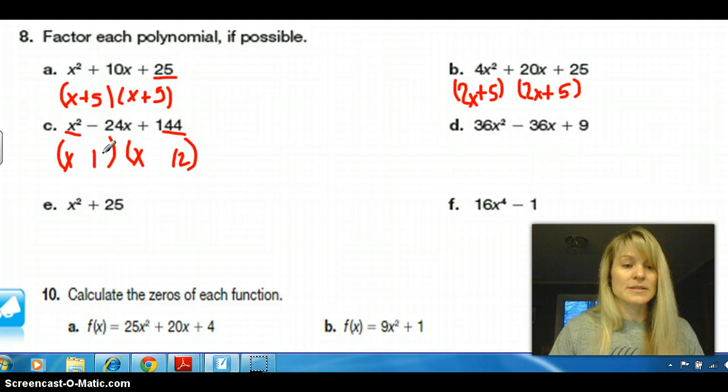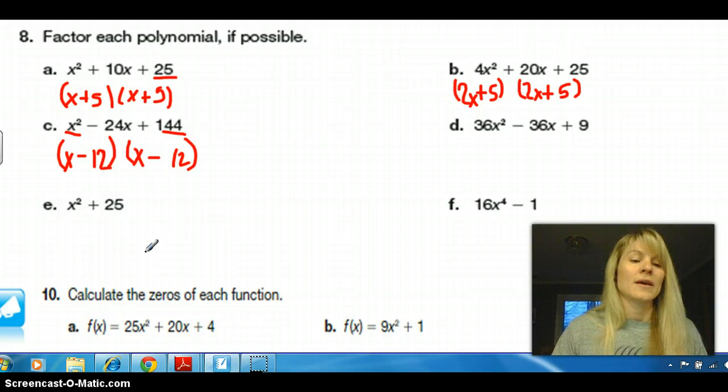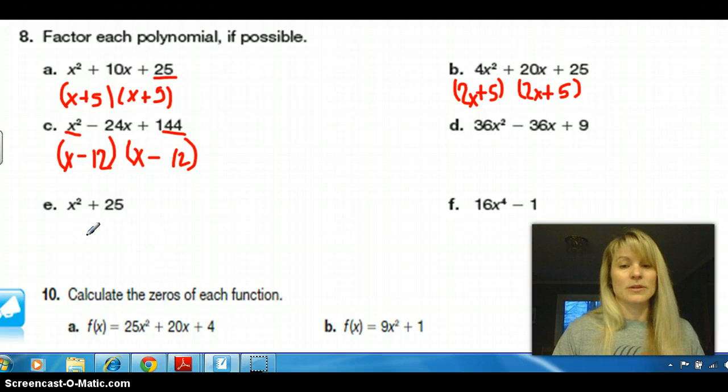And then you need to look at the signs. We have a minus here and a plus here. So it has to multiply to a positive but add to a negative. And the only thing that can do that is two negatives, a negative times a negative. So we have negative 12 times negative 12, that's positive 144. And then negative 12x plus negative 12x will give you negative 24x. Okay, so go ahead and see if you can figure out D on your own. Pause the video, figure out D. And then come back and we'll look at E.